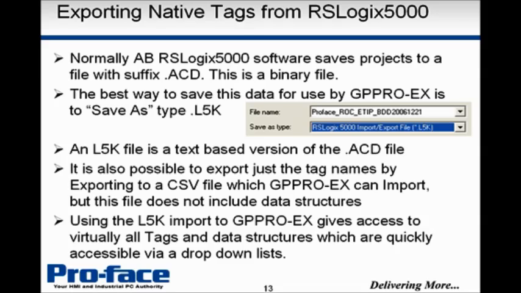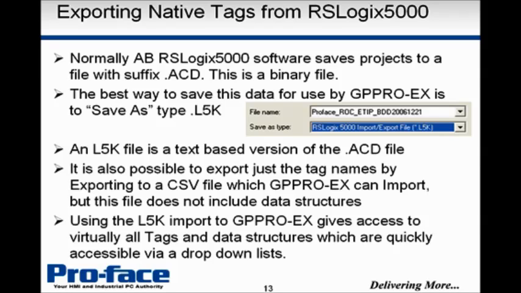So normally in the RSLogix 5000 software, you save your project file and it has a suffix .ACD, and that's a binary file. So what you can do is you can choose instead to save as and choose a file type which is .L5K, and the L5K is a text-based version of the ACD file, which means it's much easier to open up with WordPad, etc., and actually read it.